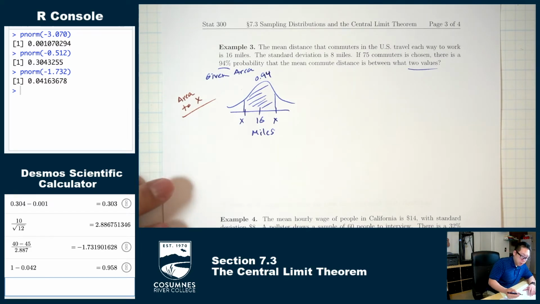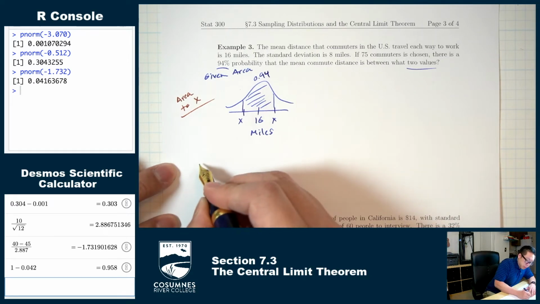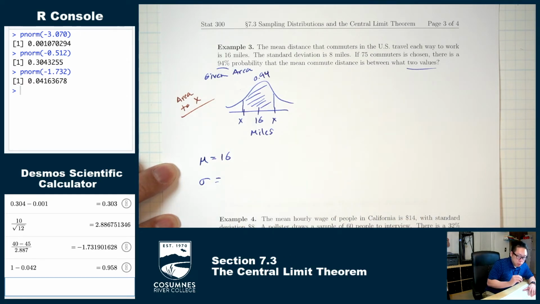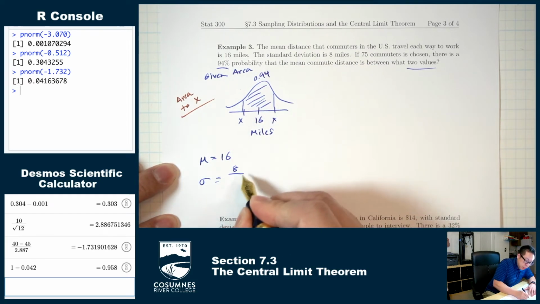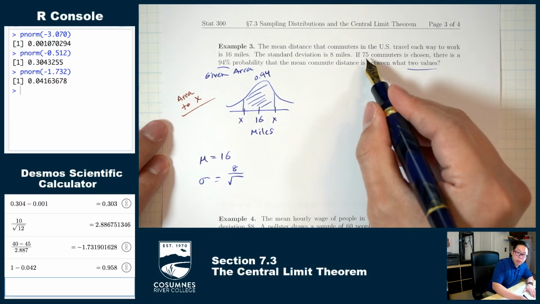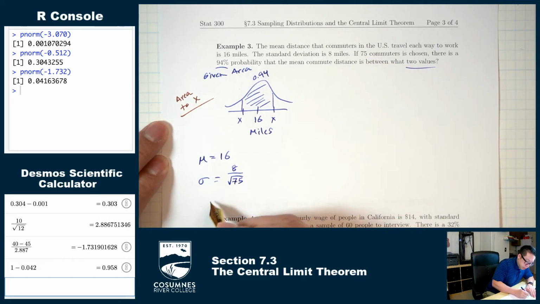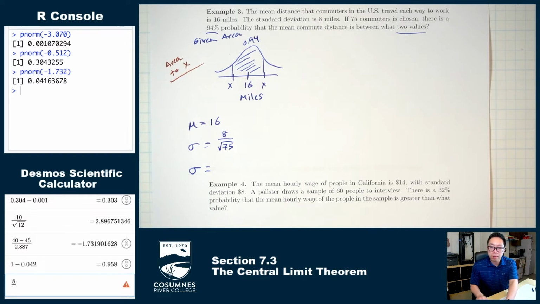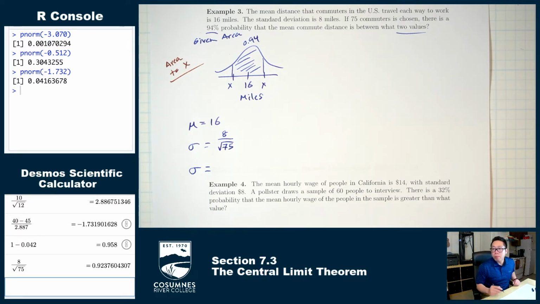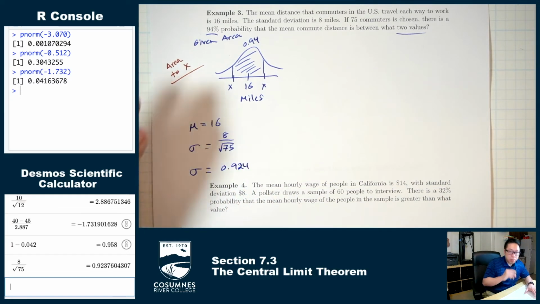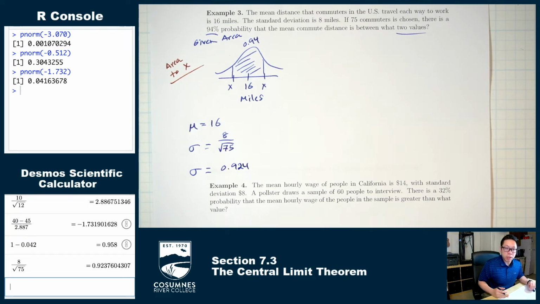Now, let's write down the mean and the standard deviation. Our mean is 16. Standard deviation, we do have to adjust here. Standard deviation should be 8 divided by the square root of the sample size, which is 75 people. So the standard deviation that I should be using for the rest of my problem is 8 on top, square root of 75 on the bottom, which is 0.924. Remember, round each intermediate step to 3 decimal places.